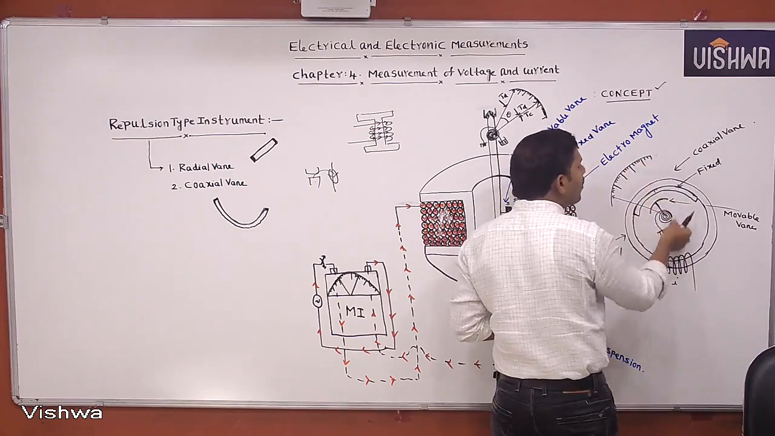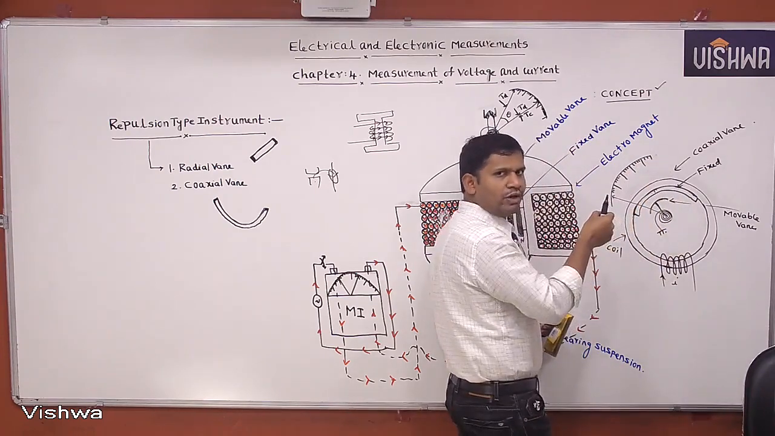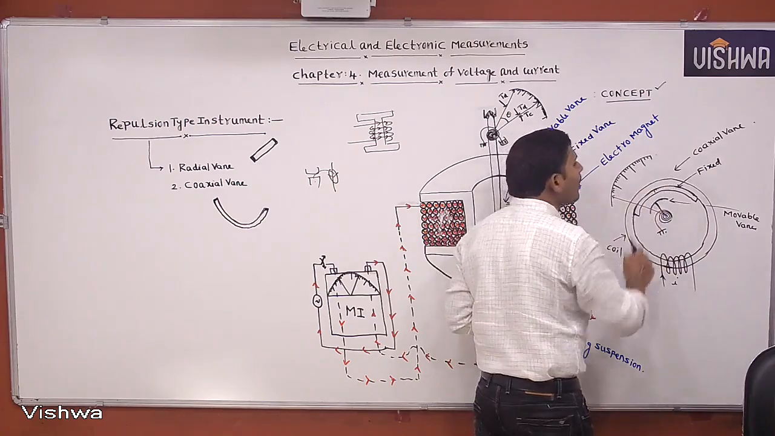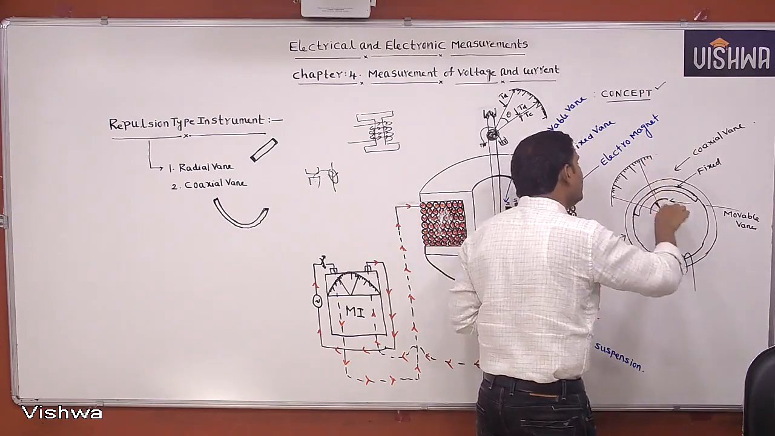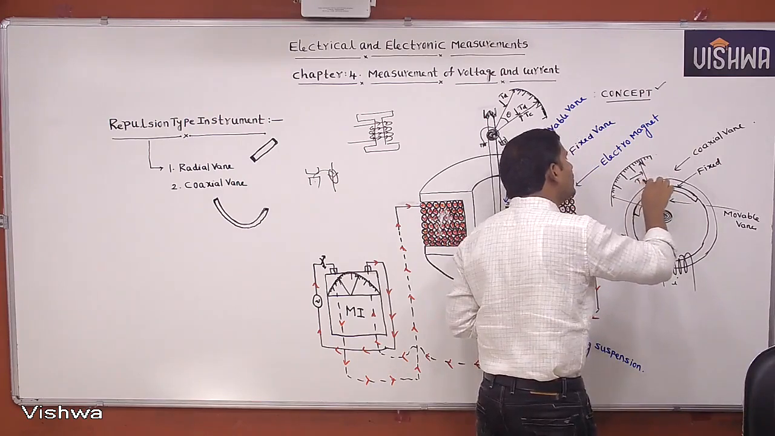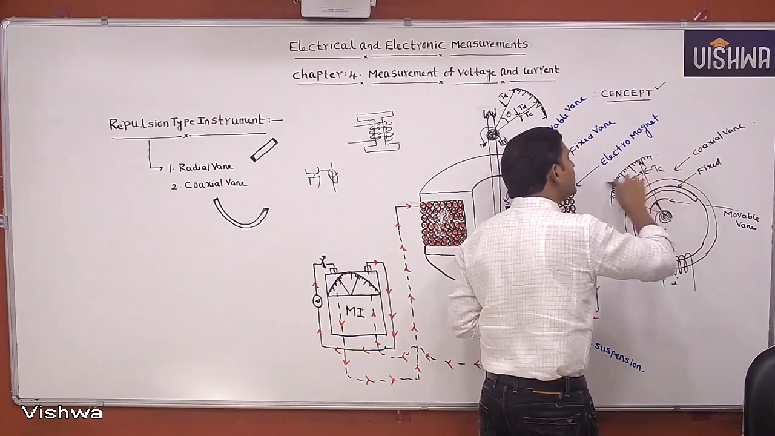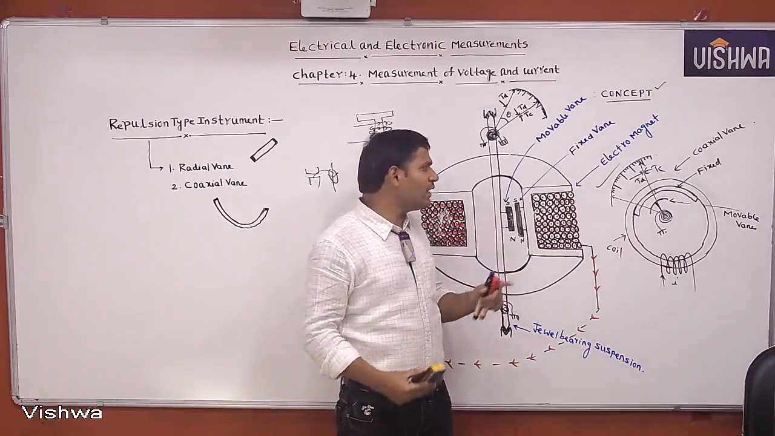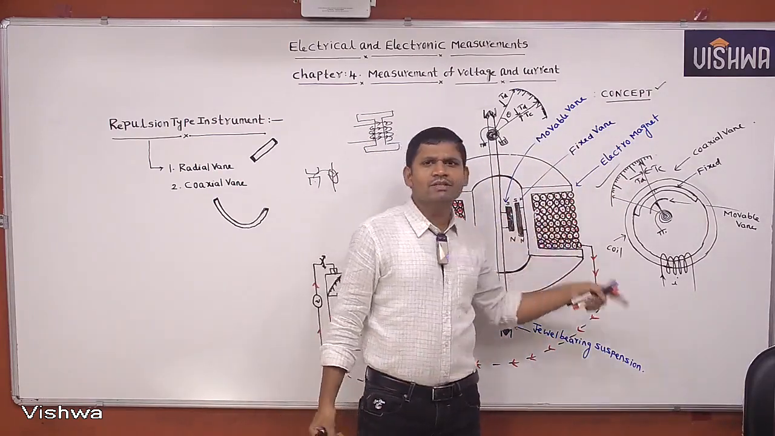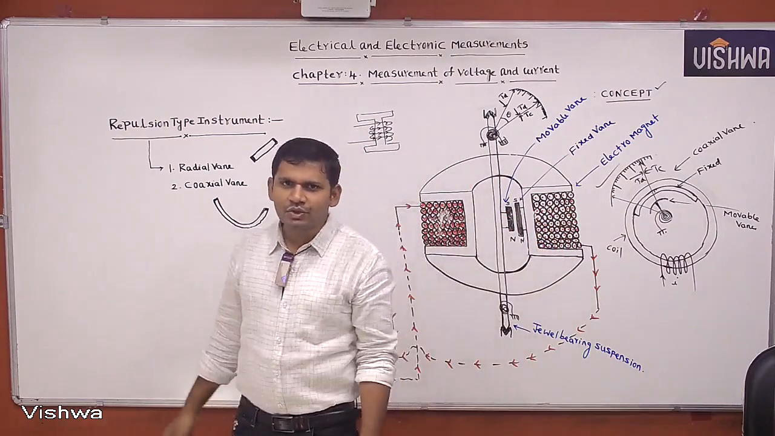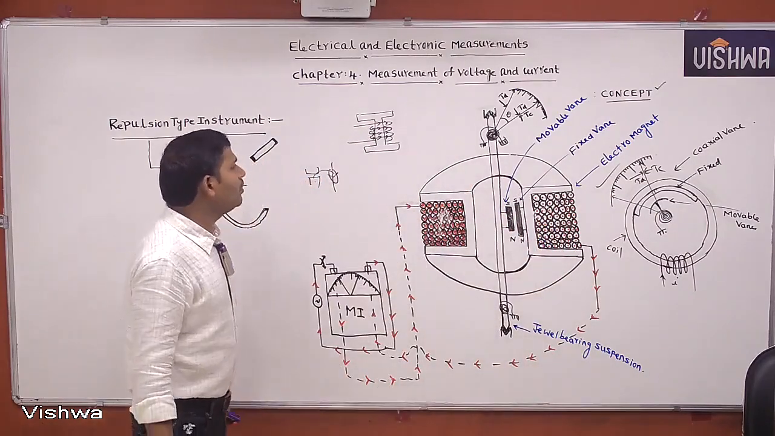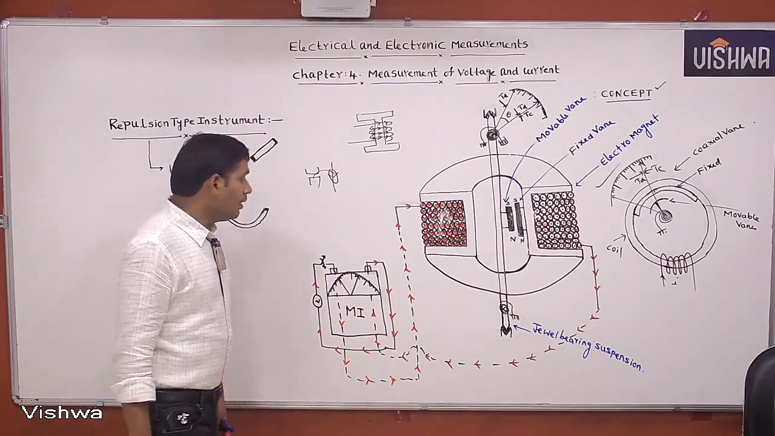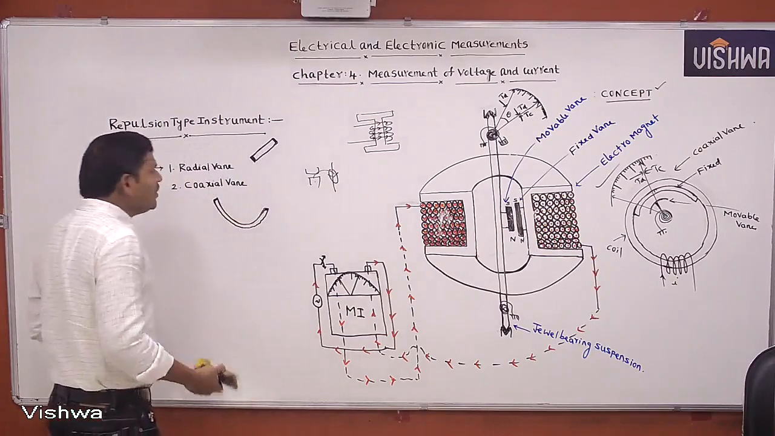Then the spring is wound in the opposite direction. Whenever deflecting torque equals controlling torque, the pointer comes to the steady state. Okay, this is the operation of the coaxial vane. The only difference is that here the shapes of the iron pieces are different. Understood? Okay, this is the operation of the repulsion type instrument. Okay, now the remaining points.